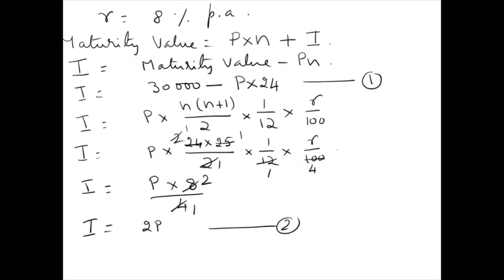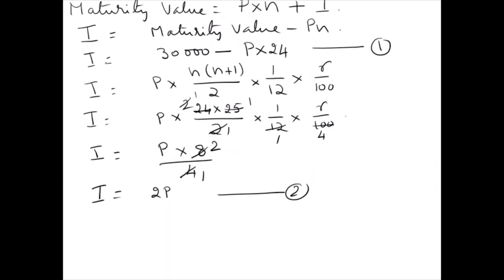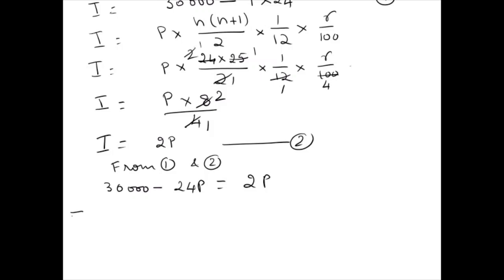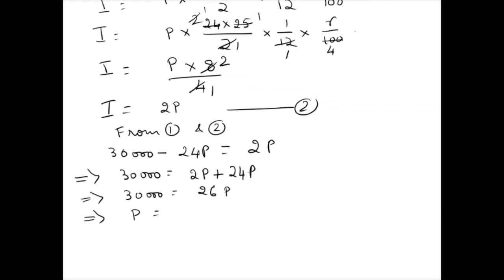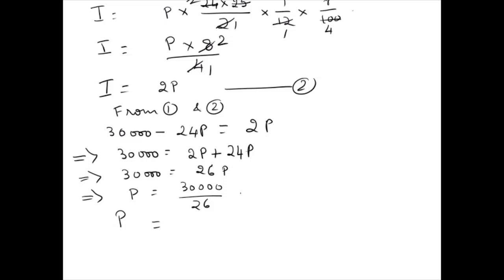Now 1 and 2 are both giving us I, so we can equate them. From 1 and 2, according to 1, I is 30,000 minus 24P, and according to equation 2, I is 2P. So this implies 30,000 we keep here and send minus 24P there, so 2P plus 24P, so it implies 30,000 is equal to 26P. So it implies P is equal to 30,000 upon 26. When you divide, you get P as 1153.846.